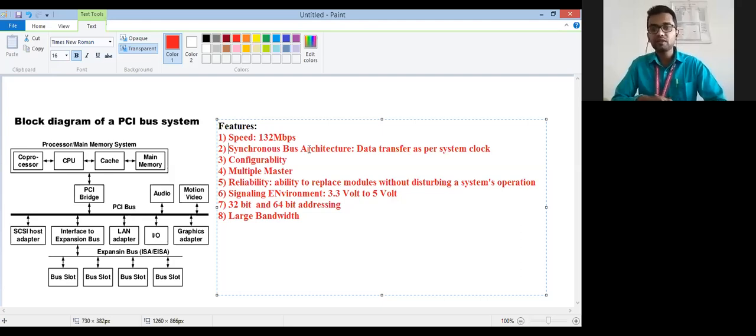So a PCI bridge is used to connect the cache and memory subsystem to the PCI bus. The main function of the PCI bridge is that whatever other components are shown over here, those components are connected to the PCI bus through the PCI bridge. So the bridge interconnects your processor to the PCI bus. Now we'll see what the PCI X bus actually is.